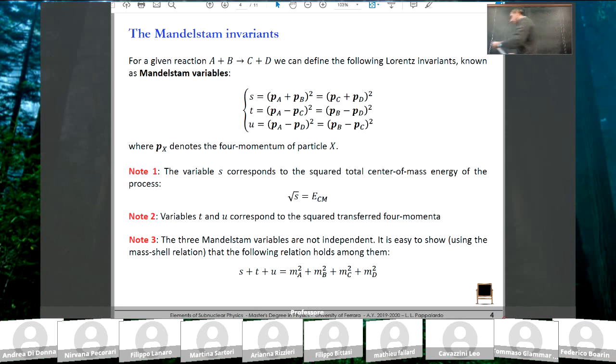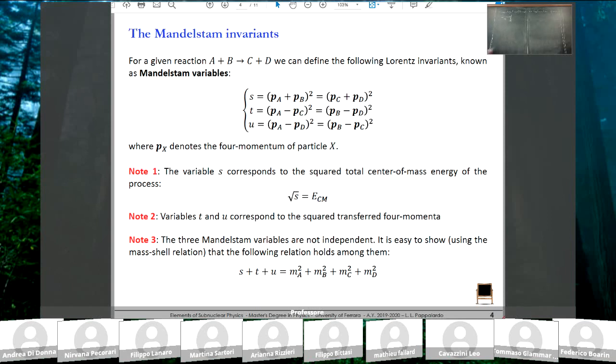Okay, let's now move to another case, which is now fixed target collision. Fixed target collision in the laboratory frame, not anymore in the center of mass frame, but in the laboratory. So now the difference with respect to before is that we have only one beam, suppose this is a particle A, colliding on a fixed target made by particle B.